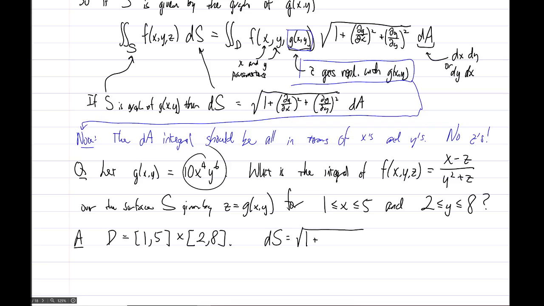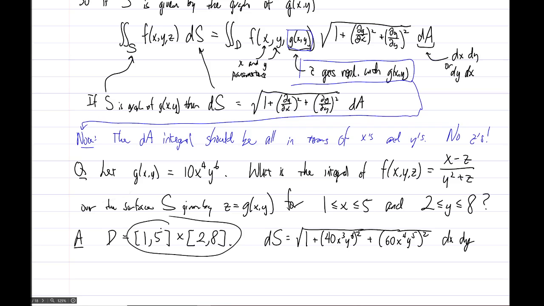So take a look over here. We'll have 40x to the third y to the sixth, that quantity squared, plus now we need the partial derivative of g with respect to y. So that's going to be 60x to the fourth y to the fifth, that quantity squared, and then dA. That dA could be for us dx dy or dy dx. We'll just go ahead and go with dx dy. We don't have to overthink this because our parameter domain in this example is just a rectangle.